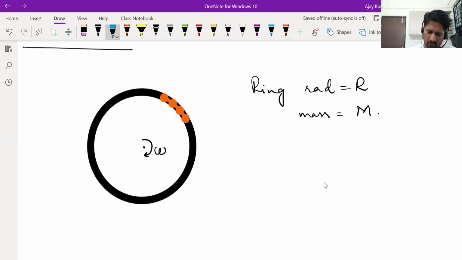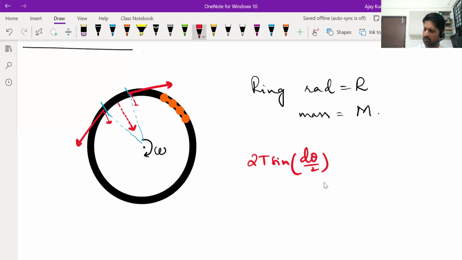I'll just briefly tell you what you can do. Consider a small element of the wire. Join it to the center. Same idea as before. One tension will be acting this way, one tension will be acting this way. Their components will be acting radially inward. So the resultant of those two tension components will be providing the centripetal force necessary for that element to move in the circle. So what you will do now is 2T sin(dθ/2). You will equate it to centripetal force.